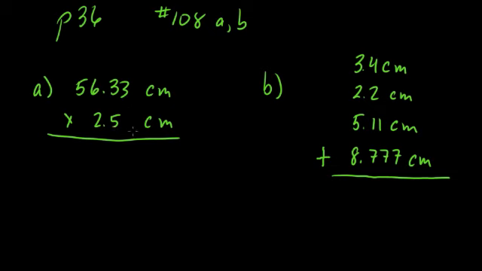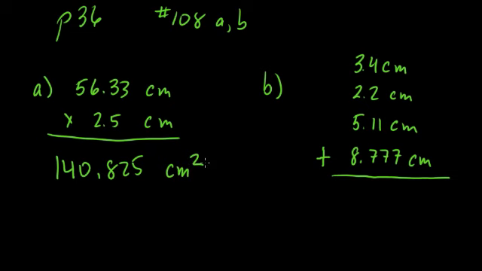All right, so how do you approach these problems? Well, simply just do the math first. So we take our calculators, we type in 56.33 centimeters, we multiply it by 2.5 centimeters, and we get 140.825. And don't forget, you have centimeters here, so centimeters times centimeters is centimeters squared.